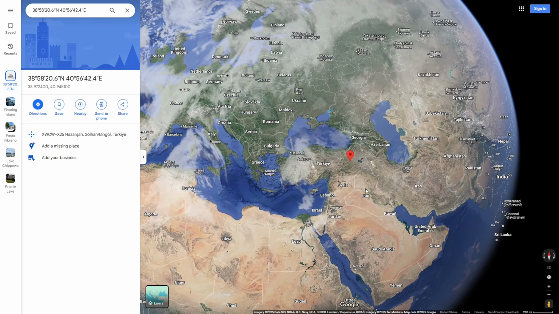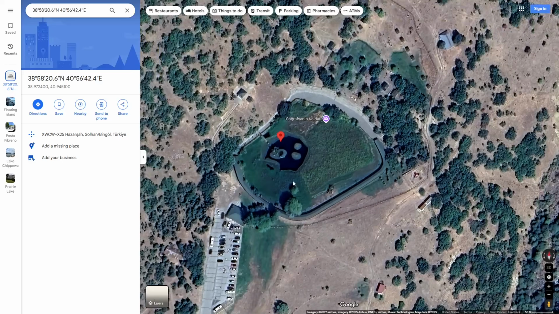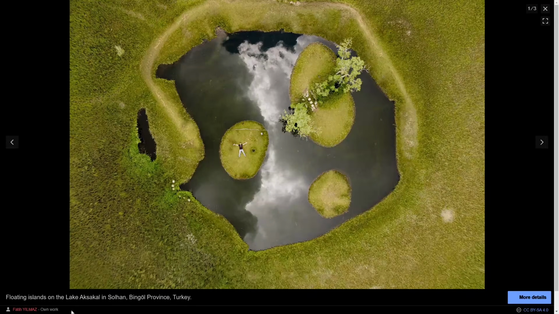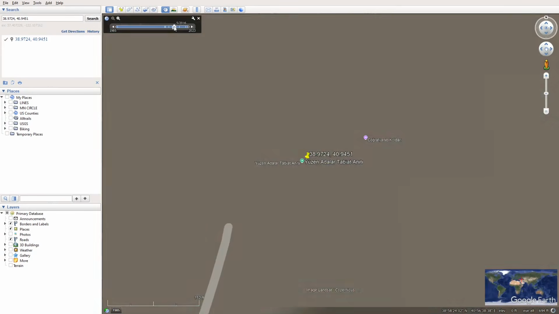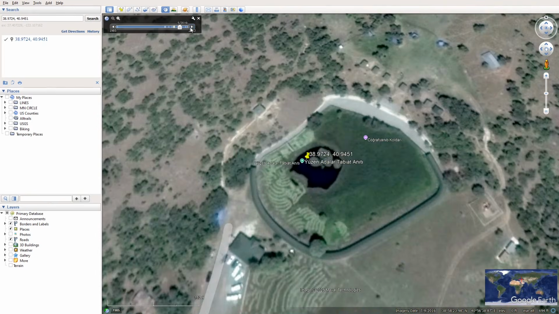I'm going to be looking at one more floating island, and this is in Turkey. This is another one, which is definitely more famous. There's a parking lot to visit it, and there have been people who've stood on these islands before. These are the floating islands on Lake Aksakal in the Bengal province. Here's a picture of somebody sitting on them. Of course, you can see that they have moved around. I think it's interesting how this lake has a bunch of islands in it.